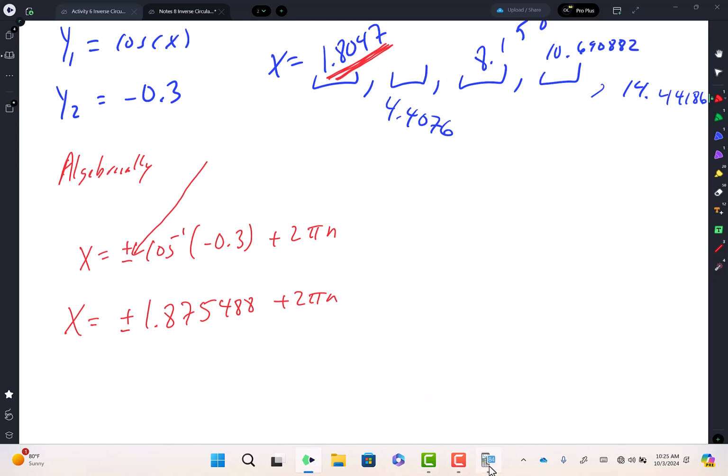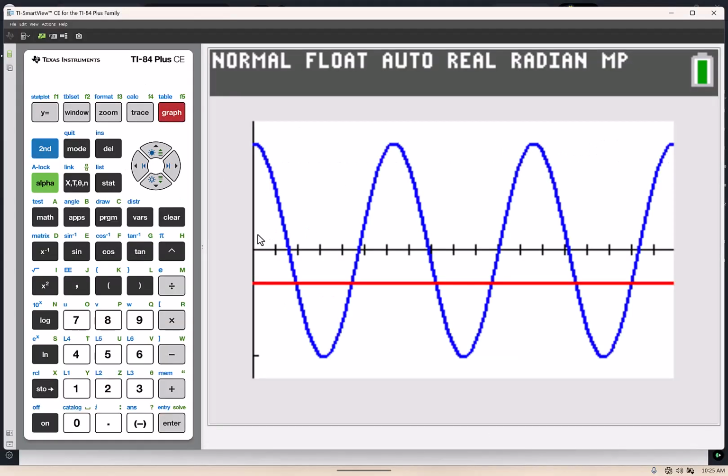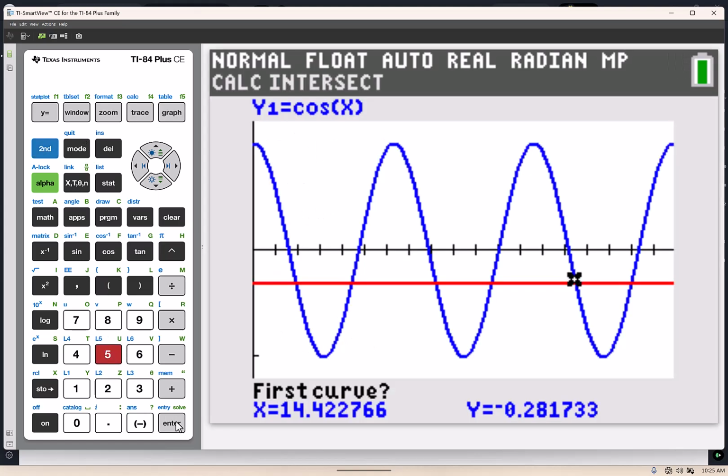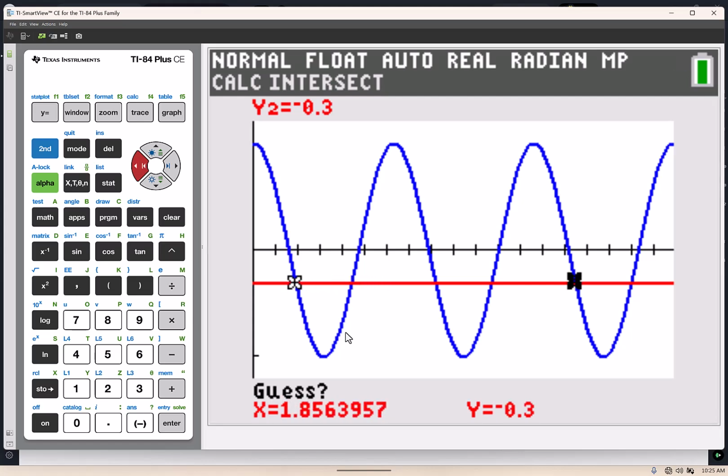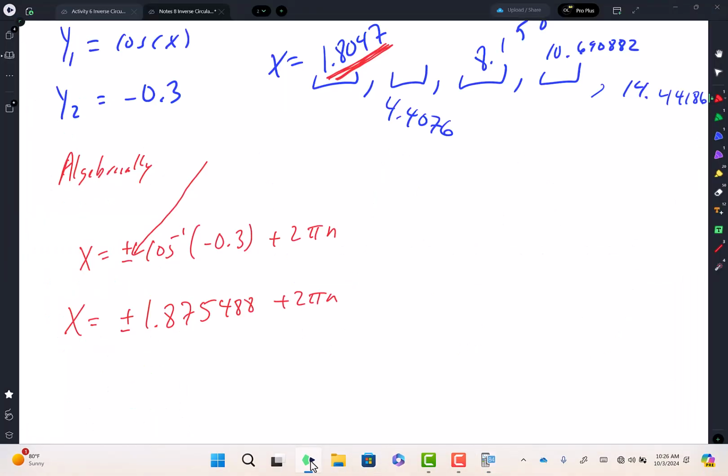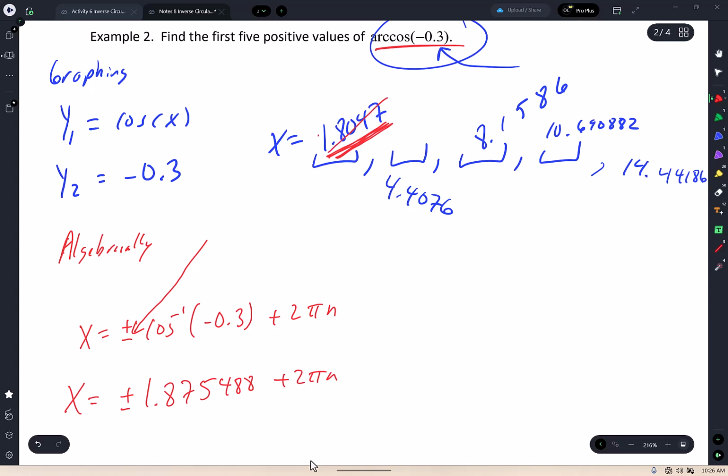So let's go back to my graph and make sure that it says the word intersect. Second, calculate number 5, enter, and then when it says guess, you're going to hover over it. So I'm going to go back to the first one, making sure. And be careful because sometimes you think, oh, look, there it is, that's my answer. It needs to say the word. What word am I looking for? Intersect. So push enter, and there it is, 1.875489. So let's change the very first one here. It's 1.875489 or 488.